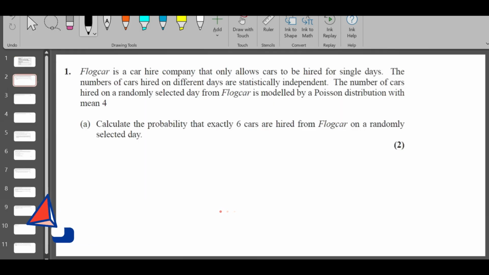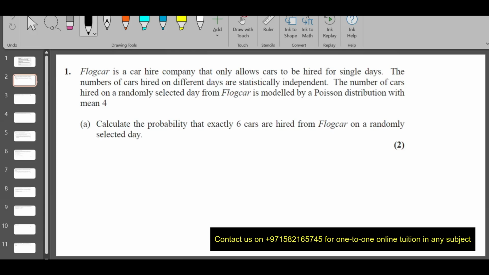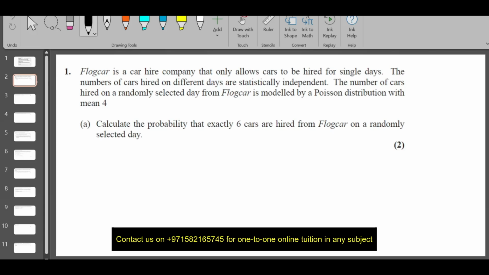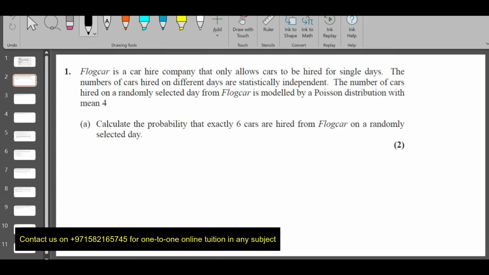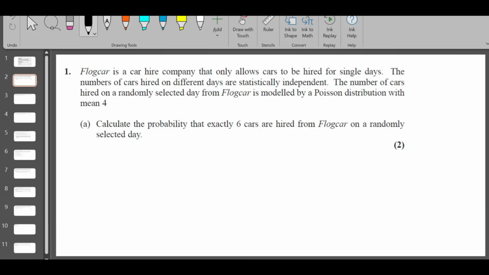Flock Car is a car hire company that allows cars to be hired for single days. The number of cars hired on different days are statistically independent. The number of cars hired on a randomly selected day can be modeled by a Poisson distribution with mean 4. Calculate the probability that exactly 6 cars are hired on a randomly selected day.